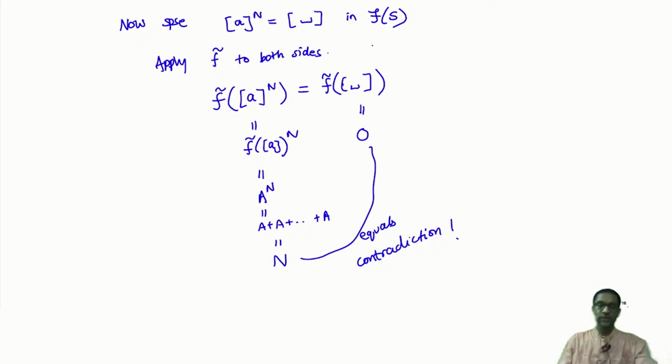So we have proceeded by contradiction. We have assumed that the element a has finite order and concluded that this element capital A would have to have finite order. And that's a contradiction.